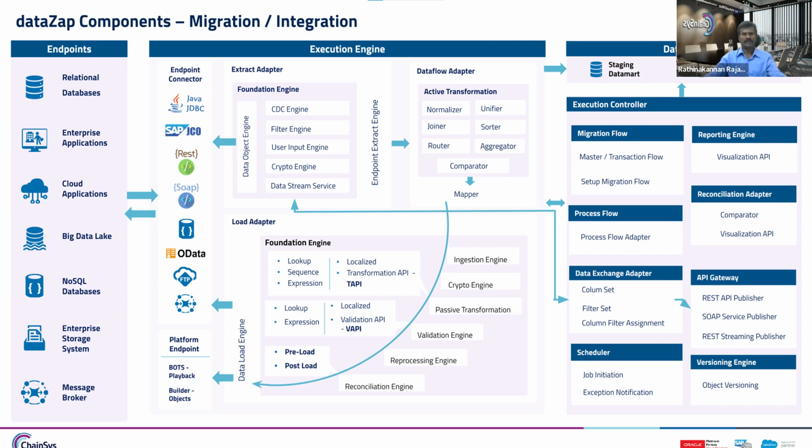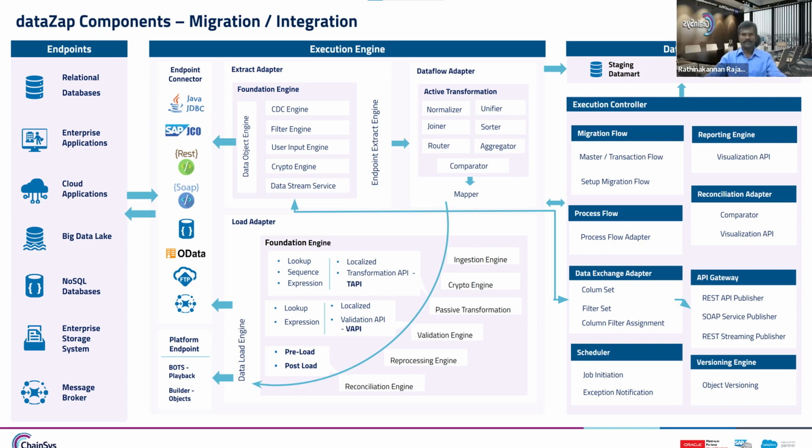Then we have a data flow adapter, which is primarily connecting your extraction and loading, basically defining which column from your source is mapped into which column in the target system. So all mappings are done at the data flow level. In addition to the mapping, it has all the active transformations like normalizer, joiner, and unifier. All those active transformations are taken care of at the data flow level.